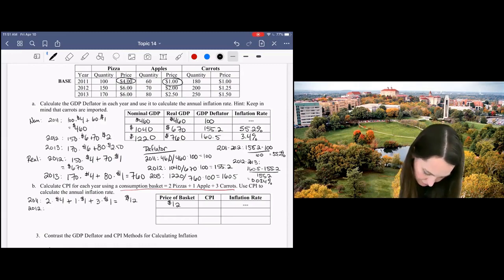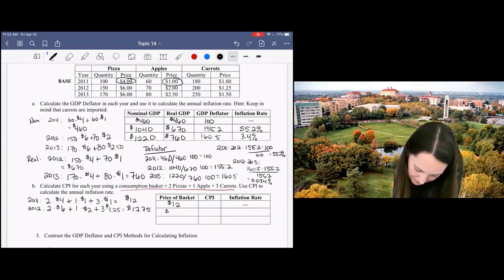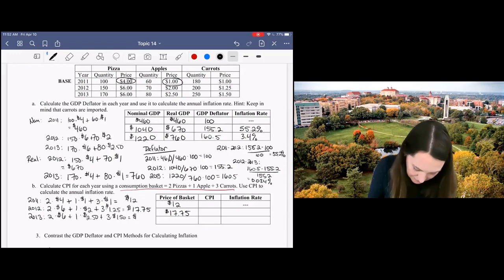In 2012, I've got the same quantities, so I'm holding my quantities constant. I'm just changing my prices. 1 times $2 plus 3 times $1.25, and the same basket of goods now would cost me $17.75. And then finally in 2013, that same basket of goods is going to cost $19.